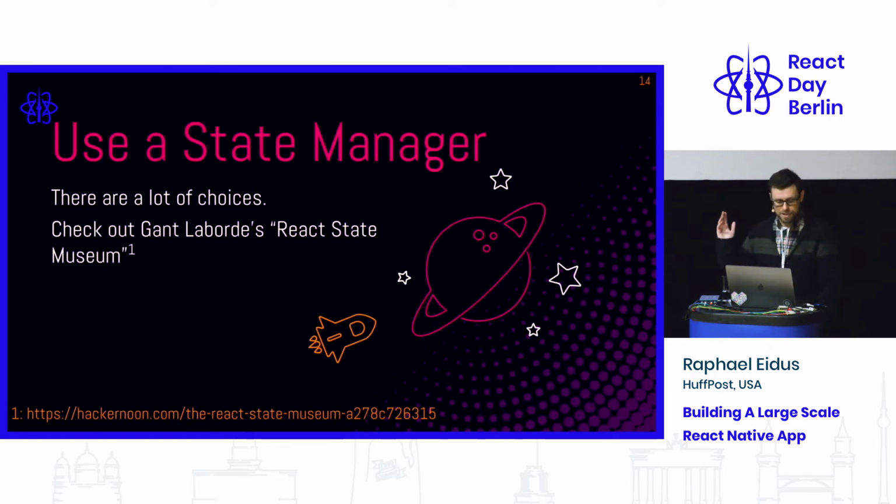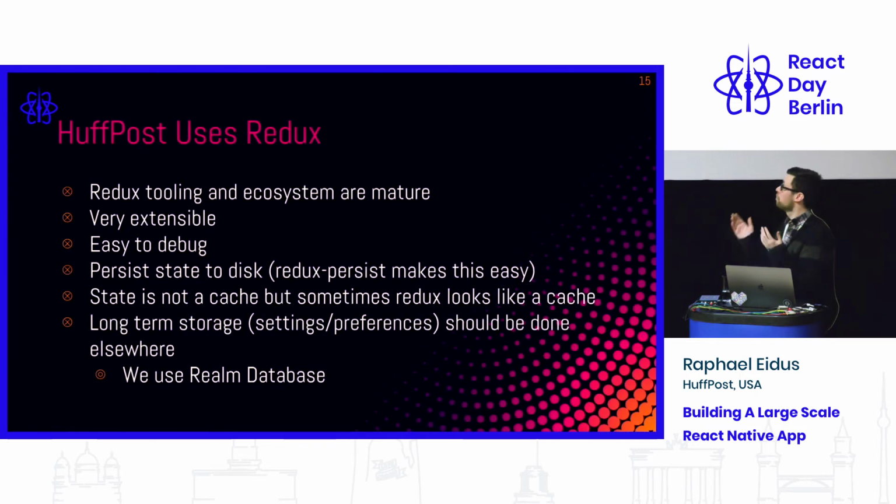Use a state manager. Unless you know your application is going to stay dead simple for the life of it, pick up a robust state manager early. So Gant Laborde started this repository and wrote up this blog post called the React State Museum. It lists over 32 different solutions for state management and their interaction with React. 21 of those have examples written in React Native. There's a lot to choose from. We chose Redux.